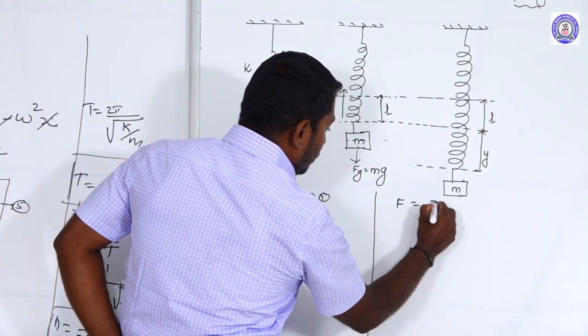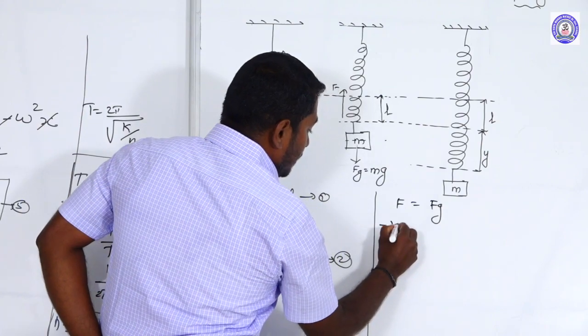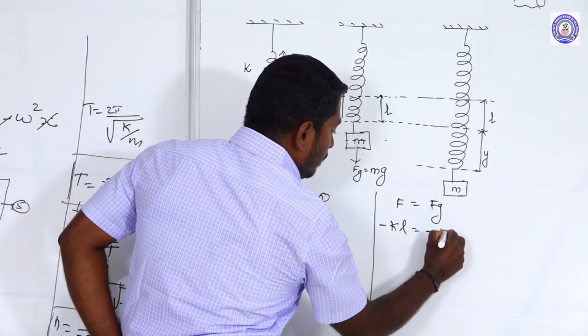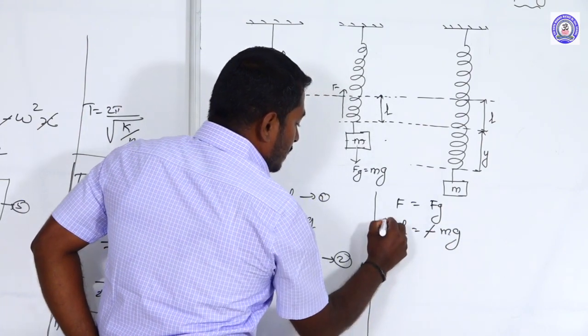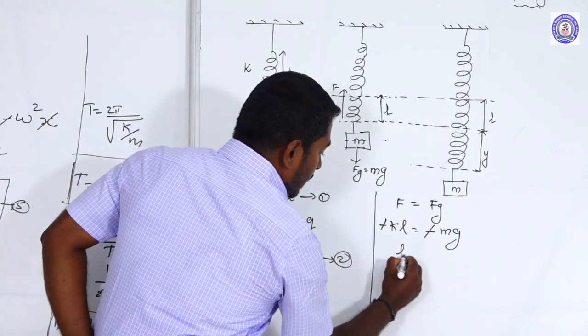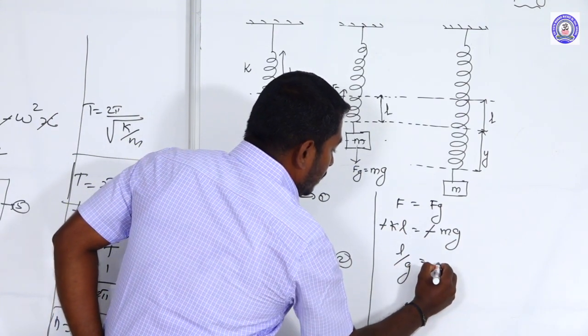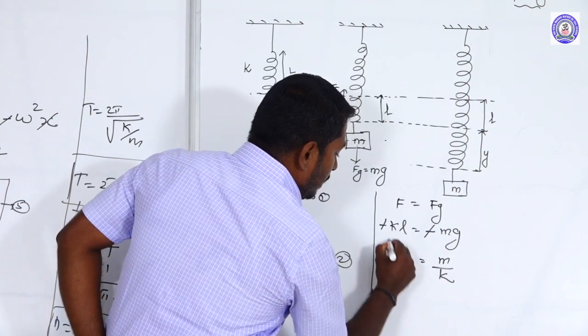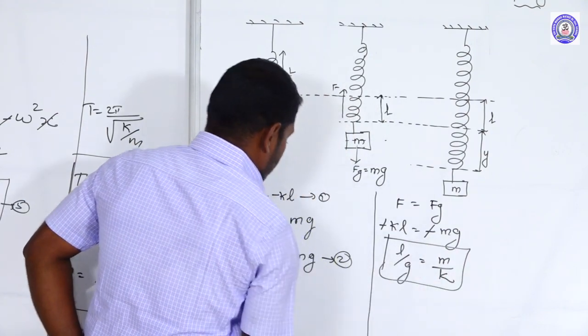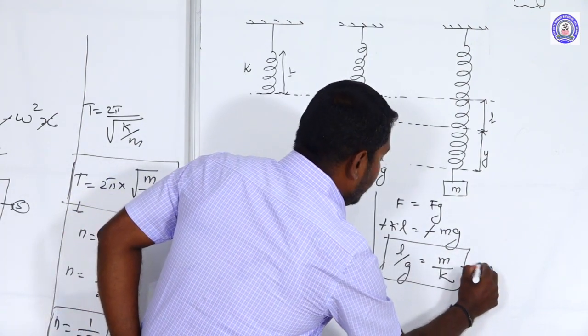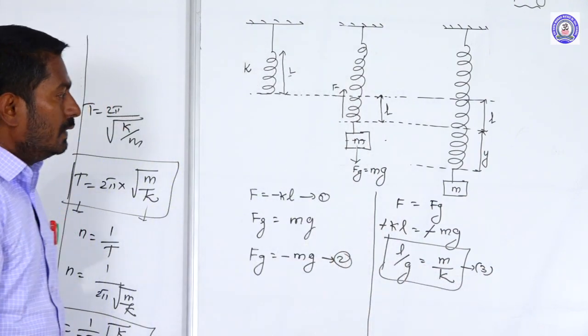So F equals Fg, minus kL equals minus mg. The minus signs cancel, and L divided by g equals m divided by k. This is an important expression in the vertical oscillations of a spring.